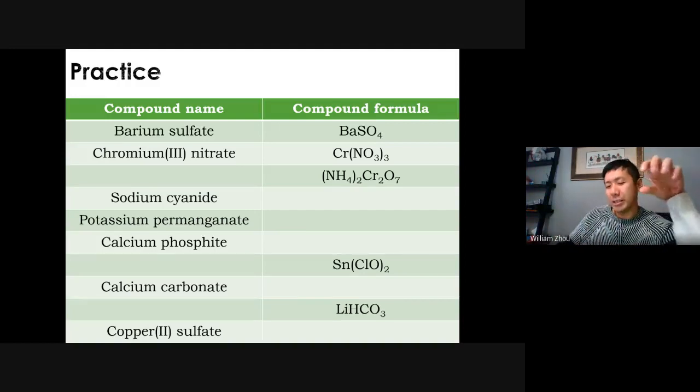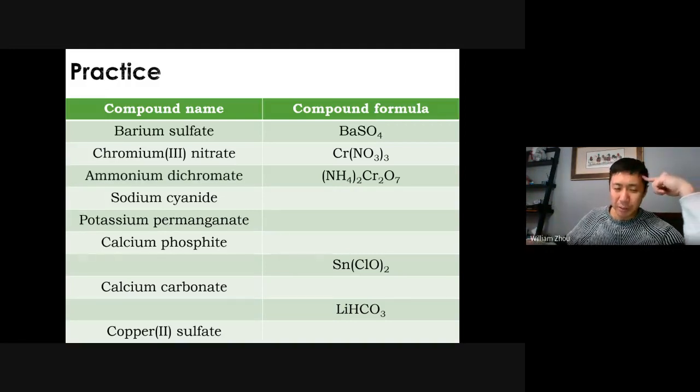The first one is NH4, the ammonium. The second one altogether, Cr2O7, that is dichromate. So ammonium dichromate. Cr2O7 is one big thing, and that's kind of hard to spot if you're just starting out. So I suggest you go through the polyatomic ions table just to familiarize yourself with what they look like.